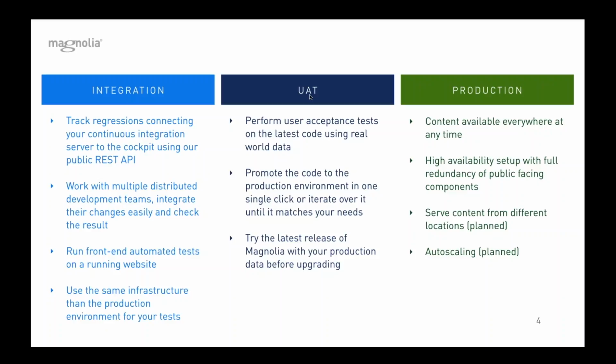And we will implement some new features in the future, such as the capability to serve content from different locations. That can be very useful if you need to reduce the latency between the servers, especially in the case of mobile phones. And the second one is auto scaling, to make sure that you are using the right amount of resources depending on your current traffic. That's very useful if you need to absorb some unexpected peak of traffic.